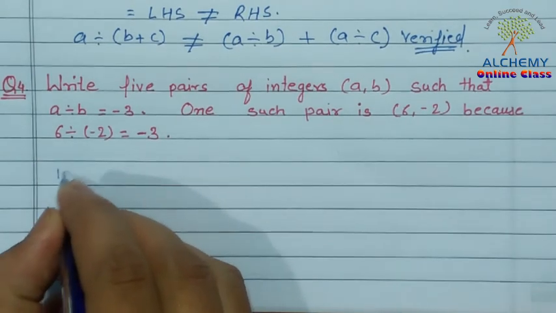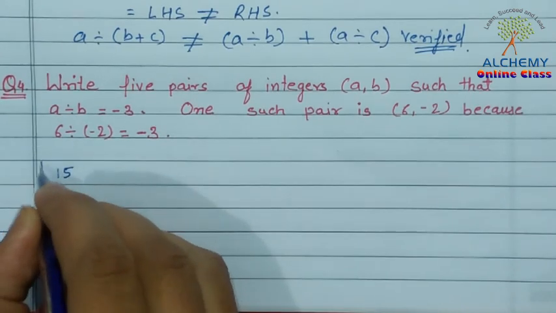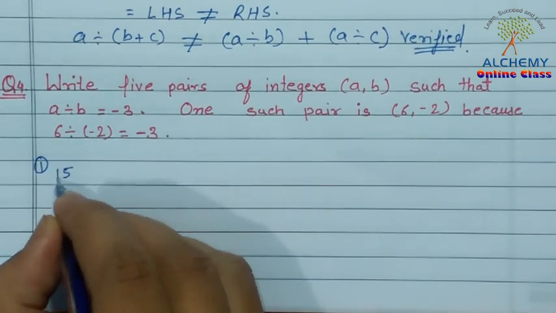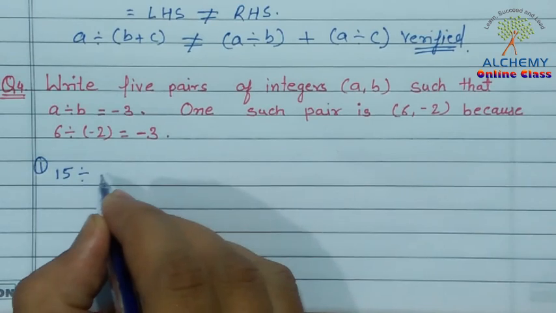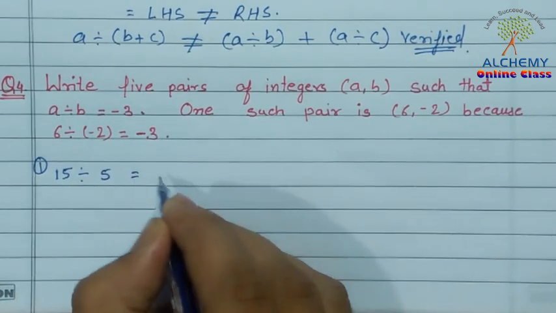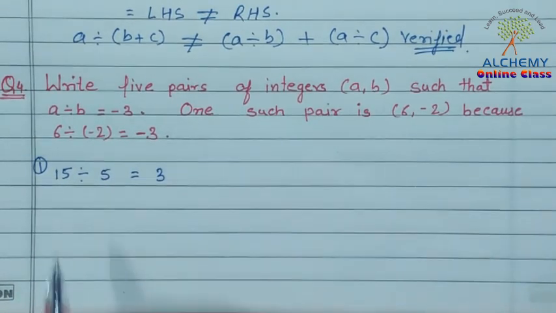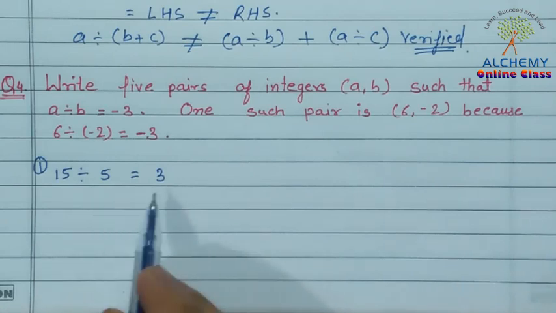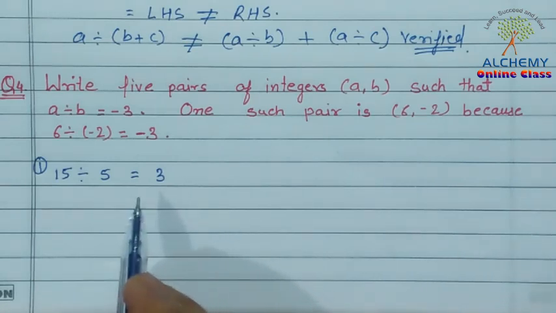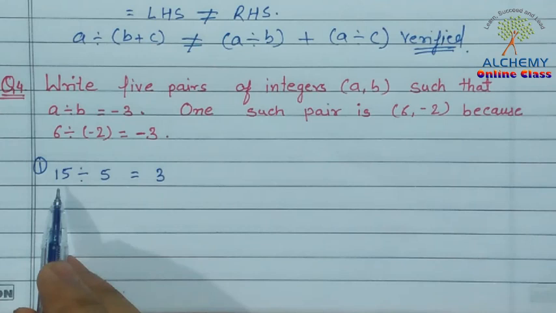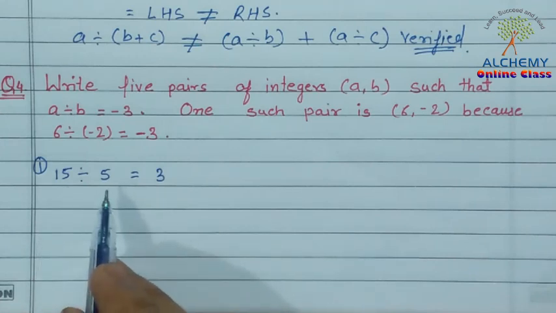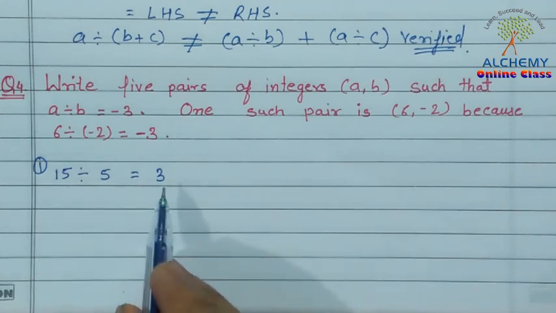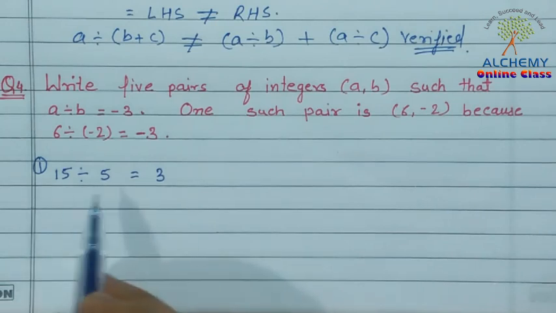When we divide 15 by 5, we get the result 3. Okay, when 15 is divided by 5, we get the result 3. And I told you, when one integer is positive and the other integer is negative, the result comes negative. Okay, so we have to make one integer negative.